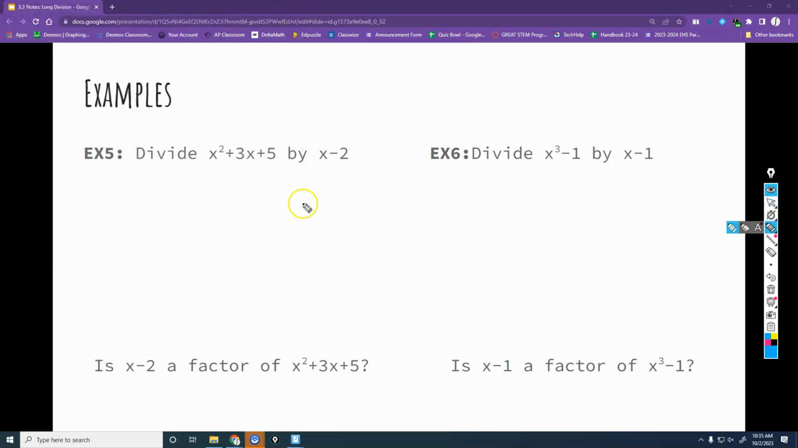Okay, so I've got to divide x squared plus 3x plus 5 by x minus 2. This is going to be the same idea, but a little different because we've got a binomial that we're dividing by. So we're dividing by x minus 2. It goes on the outside. And then we've got x squared plus 3x plus 5.